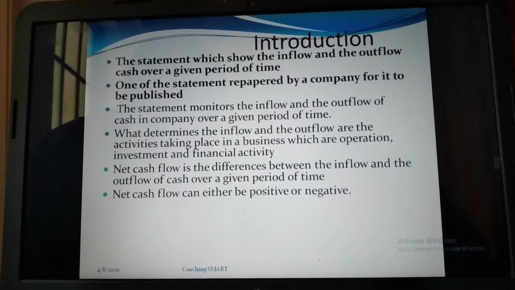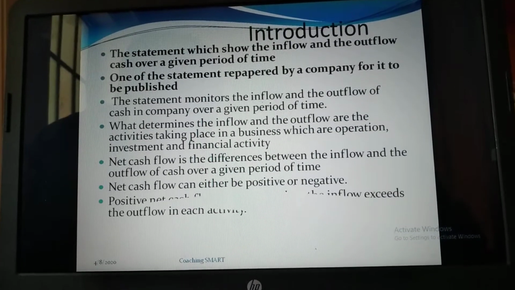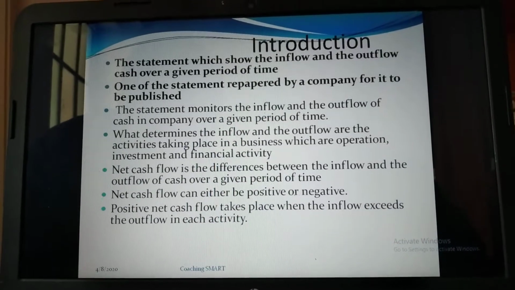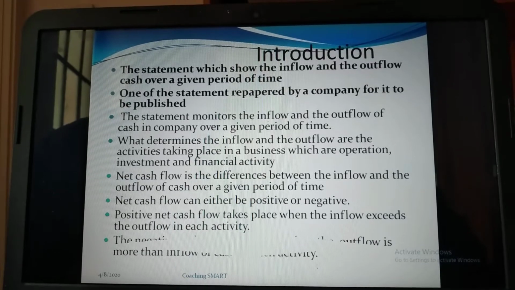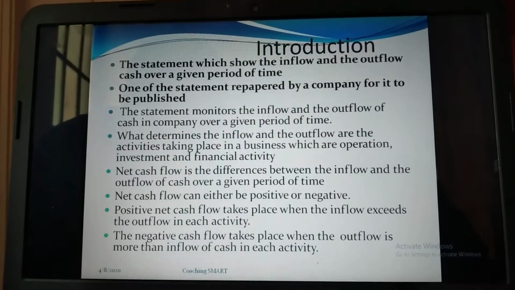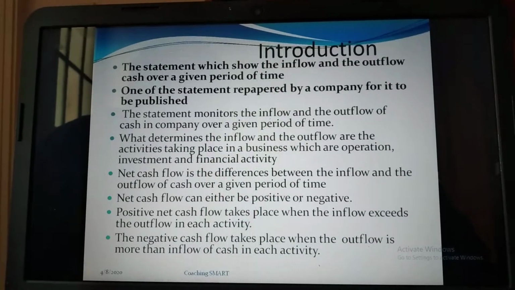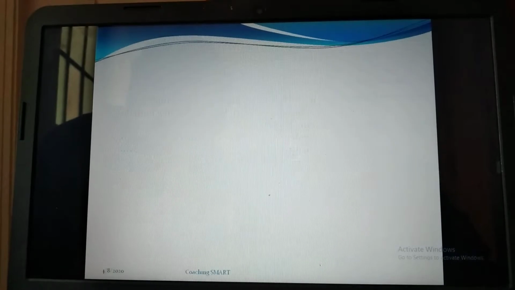Net cash flow can either be positive or negative. Positive net cash flow takes place when the inflow exceeds the outflow in each activity. The negative cash flow takes place when the outflow is more than the inflow of cash in each activity.